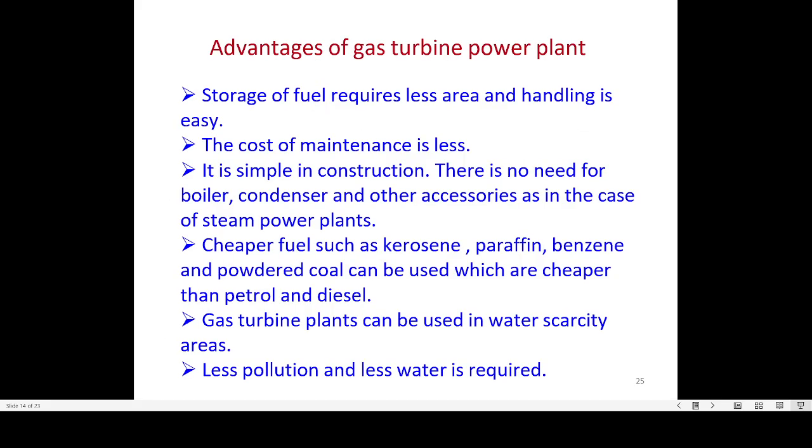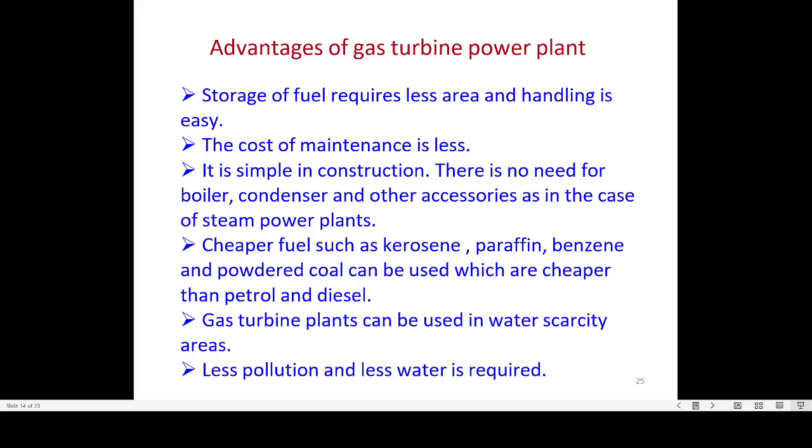The gas turbine power plant offers various advantages, which can be listed as such. Storage of the fuel requires less area and the handling is easy as compared to the steam turbine power plant. Here we see that coal is used as a fuel, it requires abundant space for storage. Not only that, the handling is also complex. You require different handling devices as far as the operation of the steam turbine power plant is concerned.